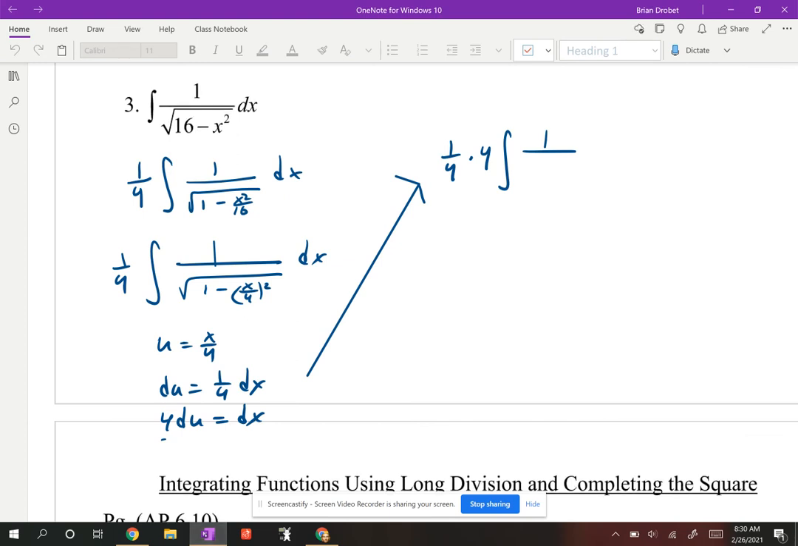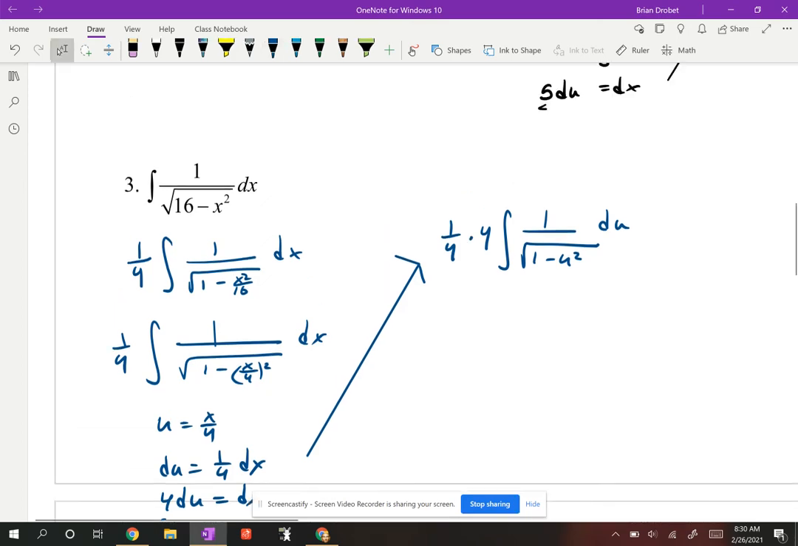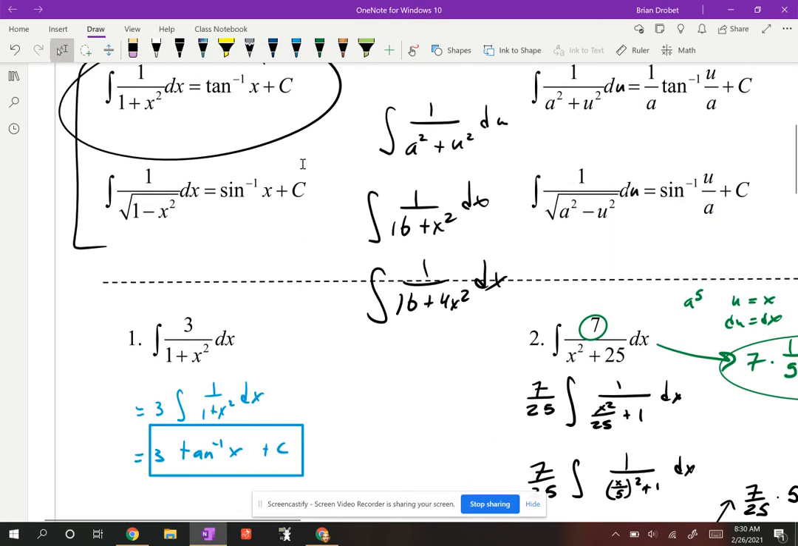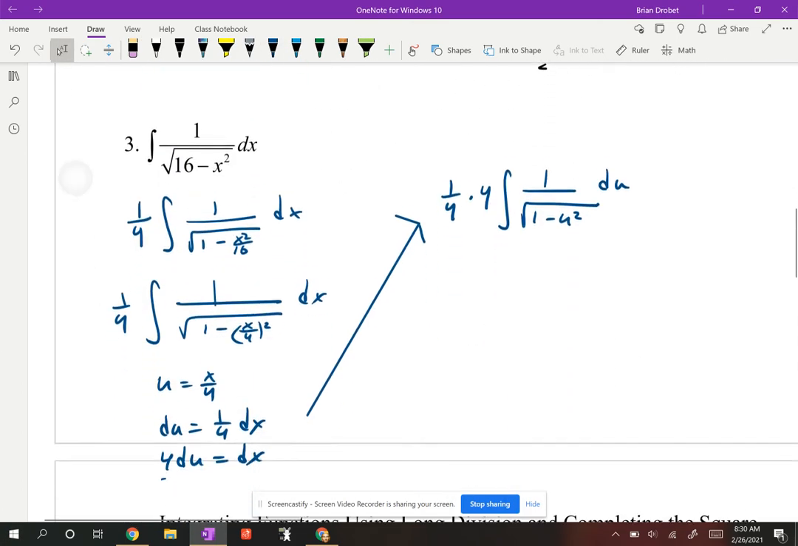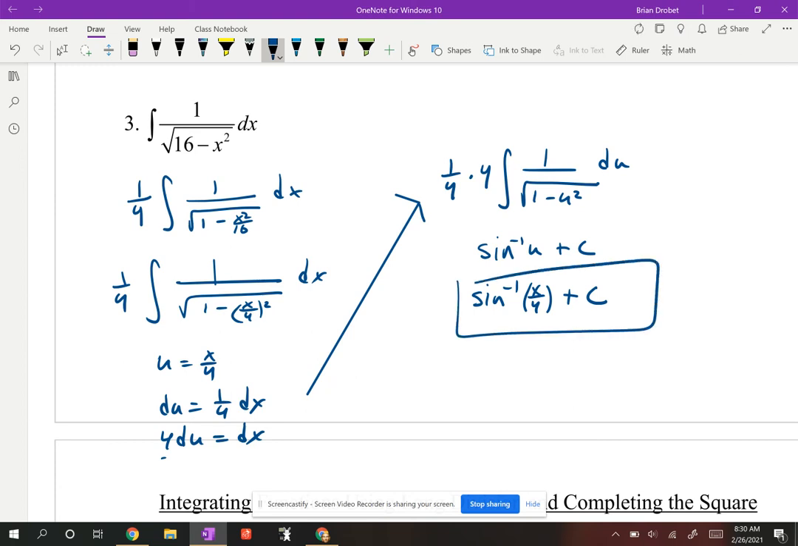1 over square root 1 minus u squared du. And now that's just your basic inverse sine antiderivative right there. So this will become, well, the 1/4 and the 4 are going to cancel out. It's going to become the inverse sine of u plus c, or the inverse sine of x over 4 plus c, like that.